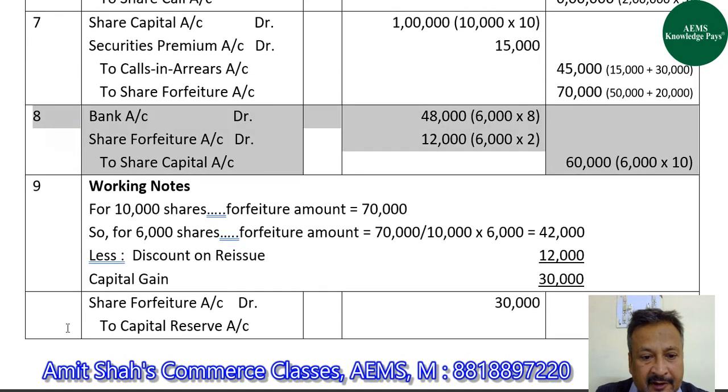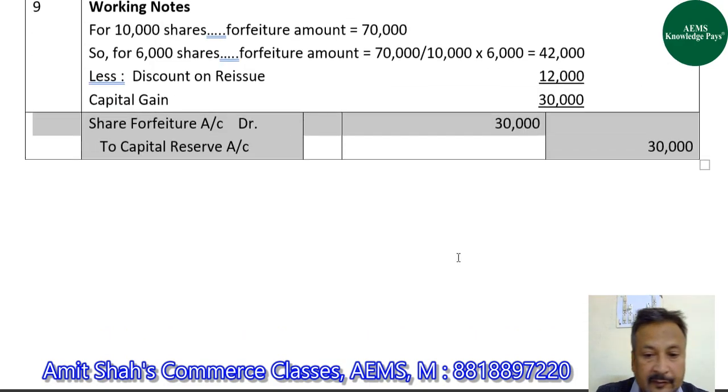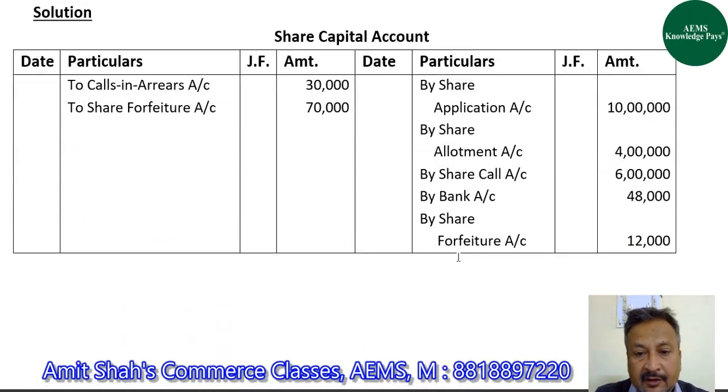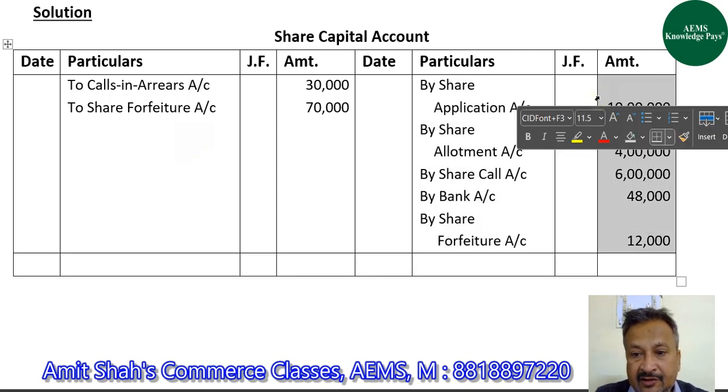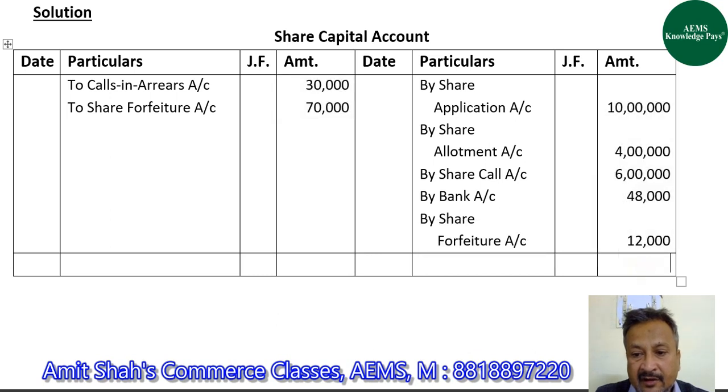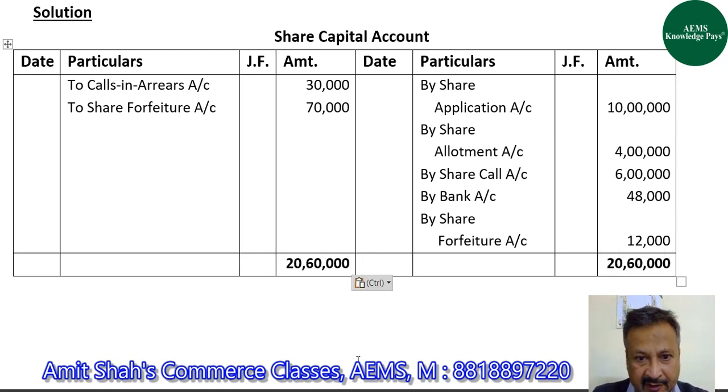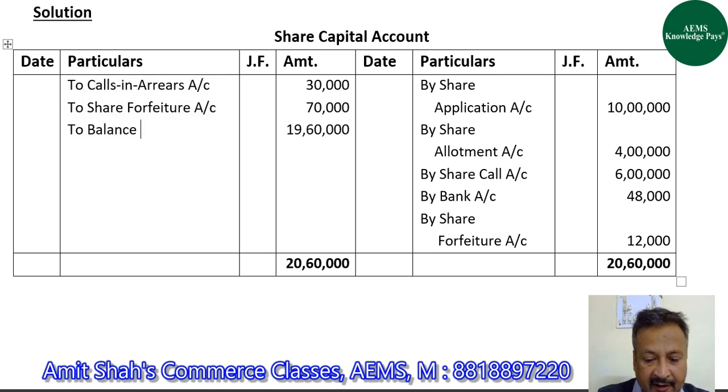Right, after this entry, share capital is involved nowhere. So now we will close share capital account, and for this we need to take total of the credit side. Why? Because credit side total is higher than the debit side total, and that is 20 lakh 60,000. The same total we will write on the debit side. From this we will subtract the debit side total, that is 1 lakh, and this is how we will get 19 lakh 60,000 as the balance of share capital account, which is a credit balance. Obviously, share capital being liability should have credit balance only. Am I clear?